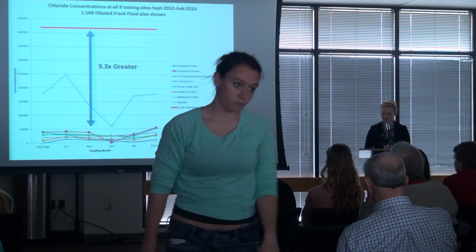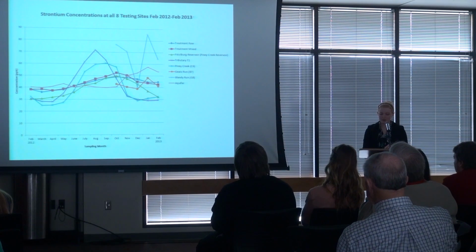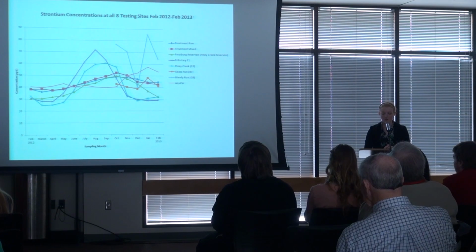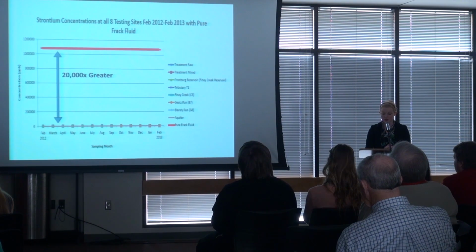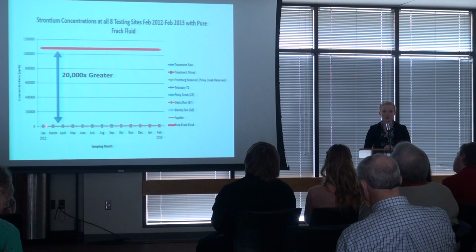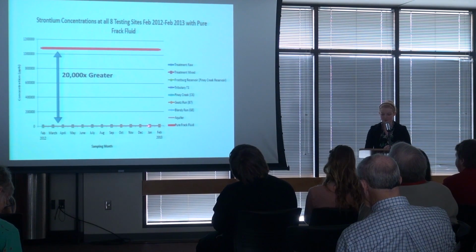See this next figure. This graph displays strontium concentrations in parts per billion at all 8 sampling sites. Of all sites and dates combined, the average concentration of strontium is only 47 parts per billion. The next slide shows our strontium concentrations compared to that of pure frac fluid. The concentration of strontium in frac fluid is 1 million parts per billion compared to the strontium concentrations that you saw on the prior slide in natural water, which is averaged at 47 parts per billion.